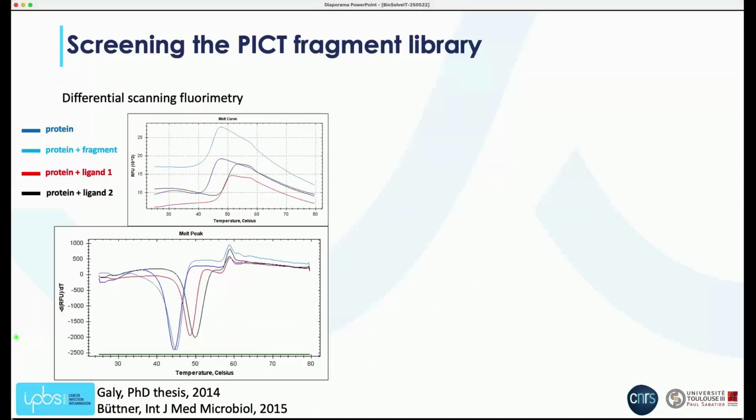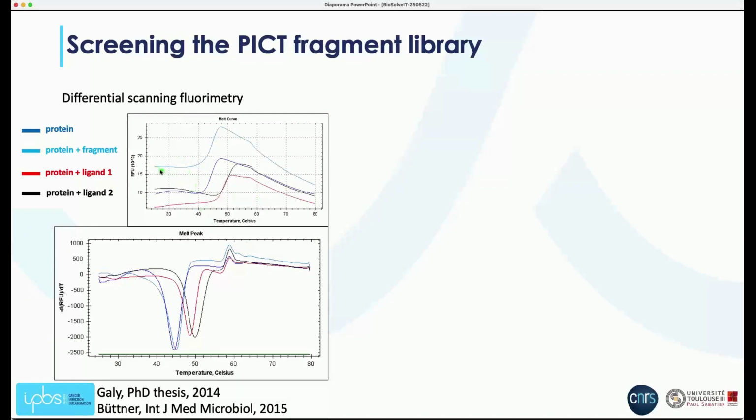So for screening the library, we decided to follow a rather classical screening approach, where we wanted first to identify which fragments were actual ligands or binders to the protein, and this was performed using differential scanning fluorimetry. We wanted to only use X-ray crystallography on the fragments that were identified by DSF.